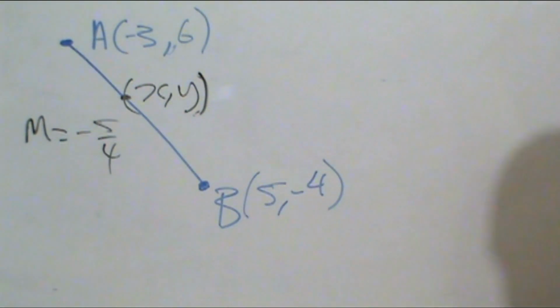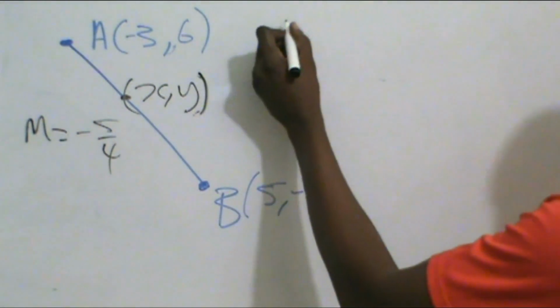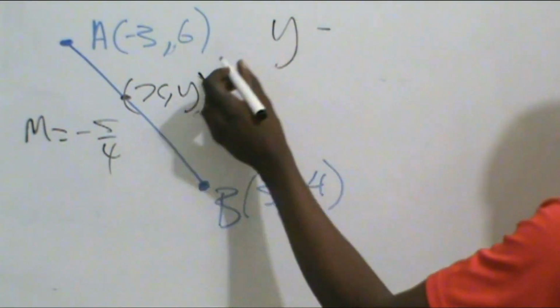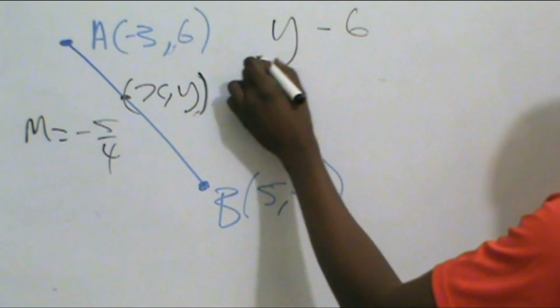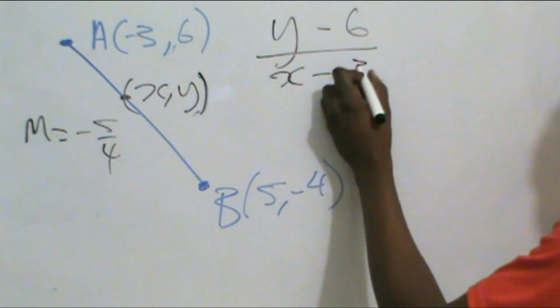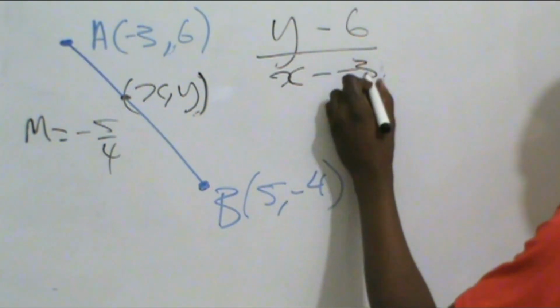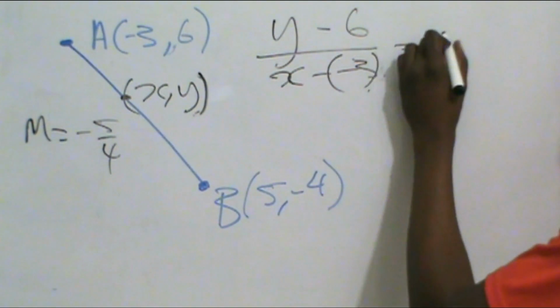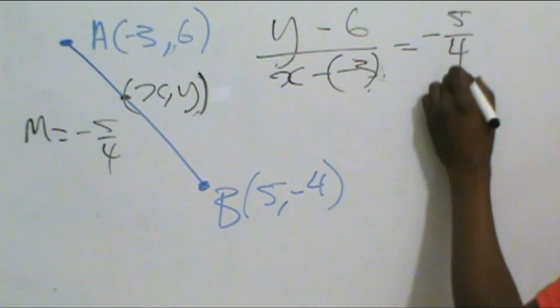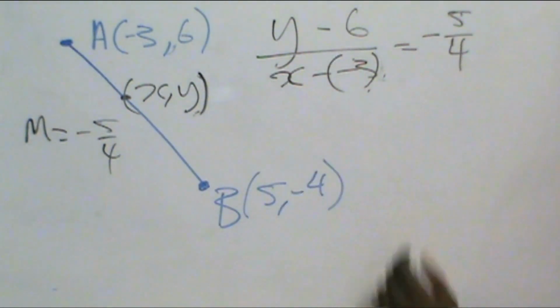So, you could say now, we know the gradient formula, so we could say that y minus 6 over x minus 3, right, is equal to the gradient, minus 5 over 4. And then in this case now, we just cross multiply.